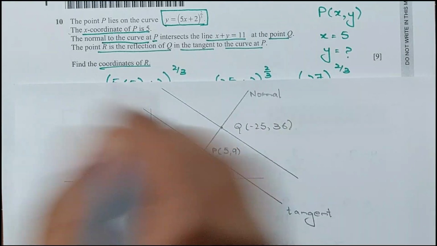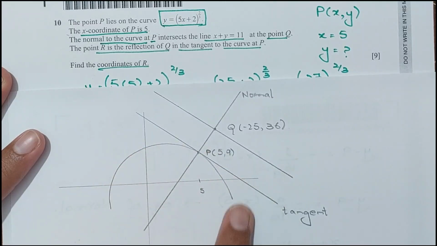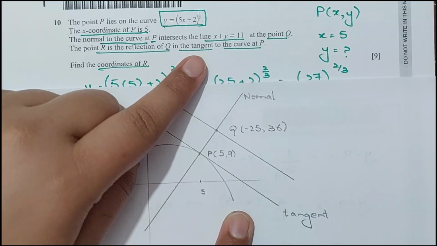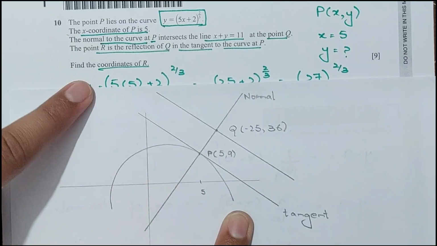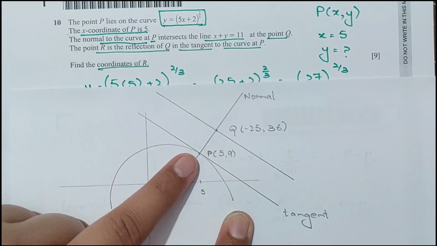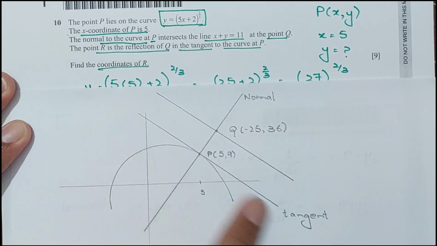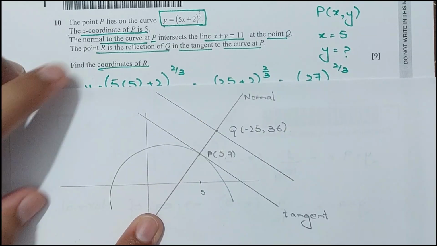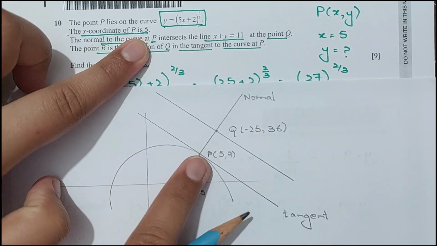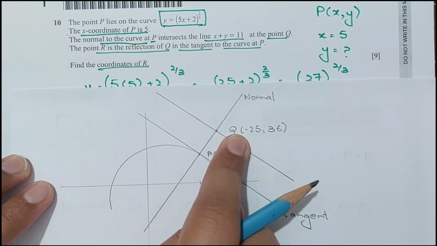I hope you guys understand it now. Let me repeat it again. Let's say we have a curve, right? So I drew the tangent to this curve at point P, all right? And we know that the tangent is always perpendicular to the normal. Now, this is the normal to the curve at point P, it intersects a line at point Q, right?